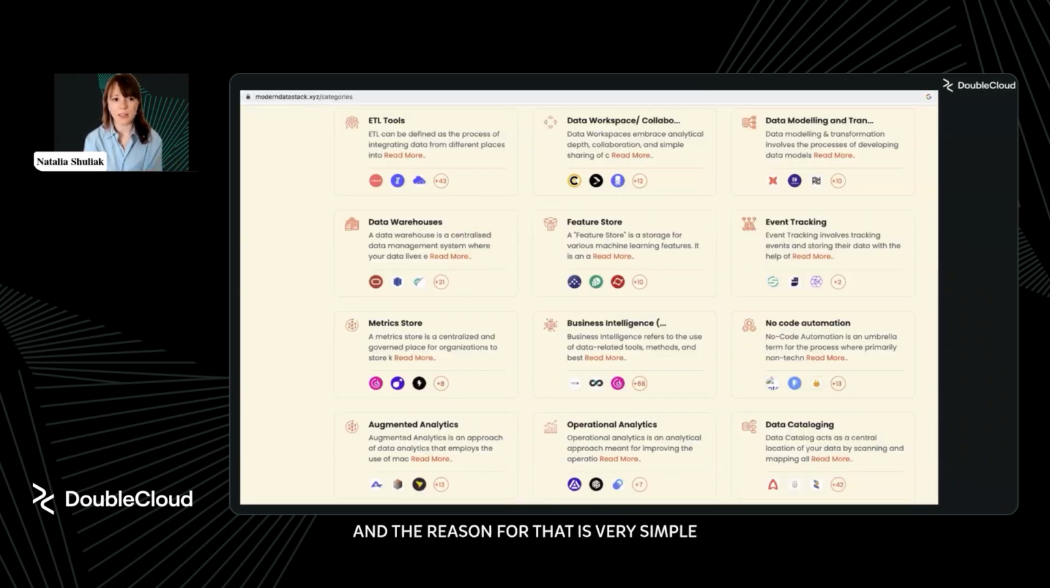And the reason for that is very simple. Again, there are so many tools out there that it can take you 1 year just to choose the tool and then test it, and then you understand you made a mistake, and then you retest again, and so on and so forth. So it's just too much. Here on the screen, I put a screenshot from a cool website called Modern Data Stack, but you just see how many tools there are in every category, and it's just crazy.